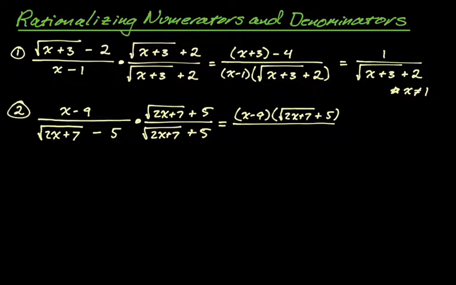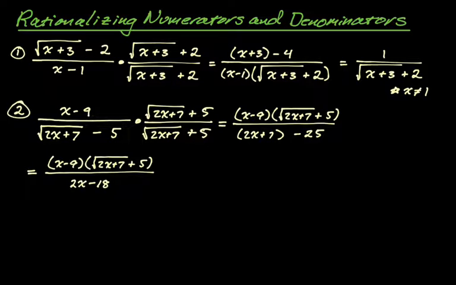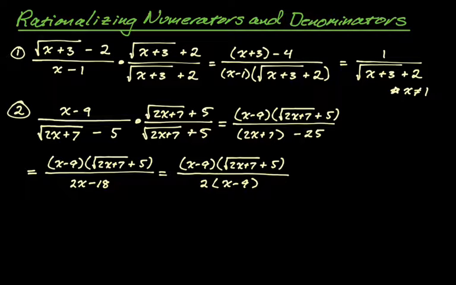I'm rationalizing the denominator, so I need to expand that. So I have the quantity 2x plus 7 and then minus 25. Now this, I'm going to show some extra steps. The denominator just simplifies to this. I can take a 2 out. Now I have this. I have x minus 9 over x minus 9. I'm going to cancel that. And I get this, radical 2x plus 7 plus 5 over 2, provided that x is not 9, right? Because we removed a discontinuity there, if you remember that.